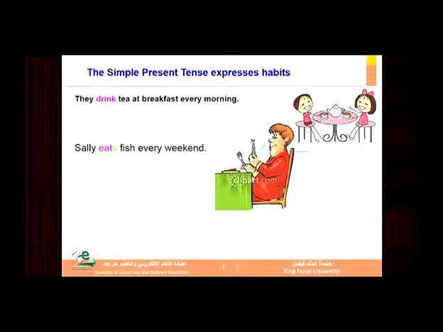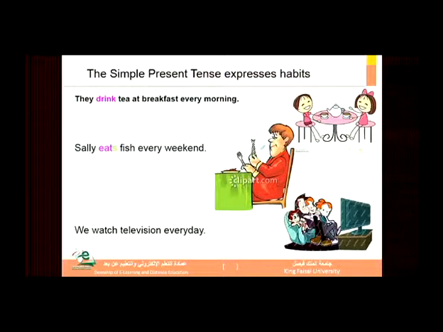Again, this is another example showing a third person singular subject. Sally eats fish every weekend. So again, the subject is Sally. Sally is a third person singular, so the verb takes an S at the end.